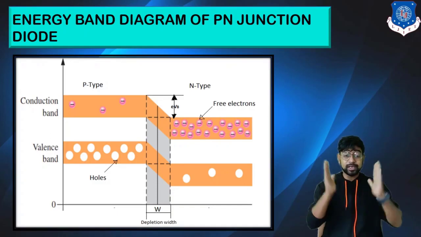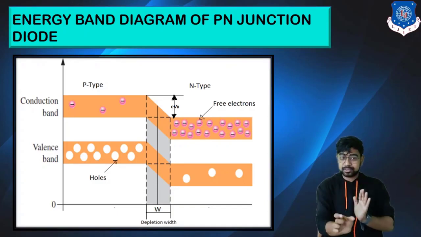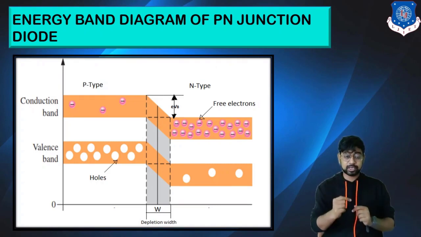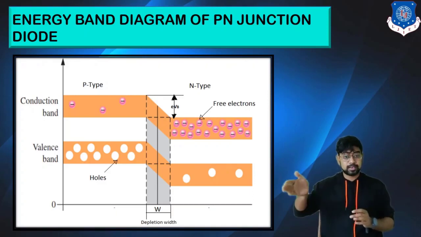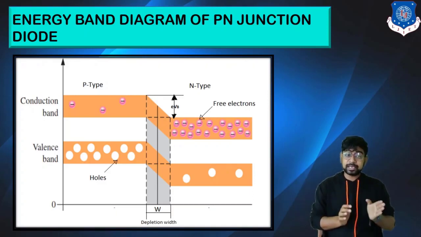Now when we are diffusing them, a barrier is created. We know that the donor levels are at a higher position near the conduction band on the N type side, but in the P type the levels are near the valence band.